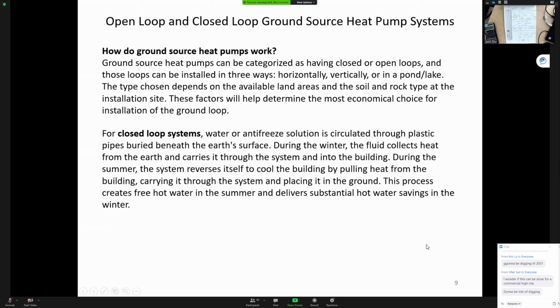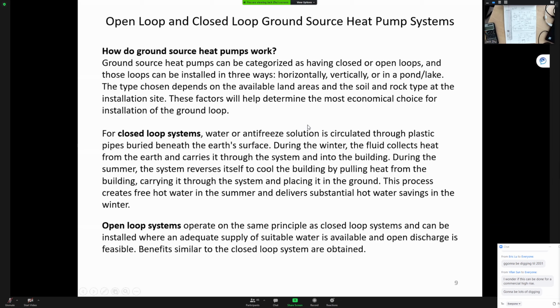The closed loop system here is where you have a complete loop of pipe buried under the earth or something. You have water and antifreeze. Usually you have an antifreeze solution circulating through those pipes, and you try to bring the heat up or send it to the earth. This is considered a closed loop system.